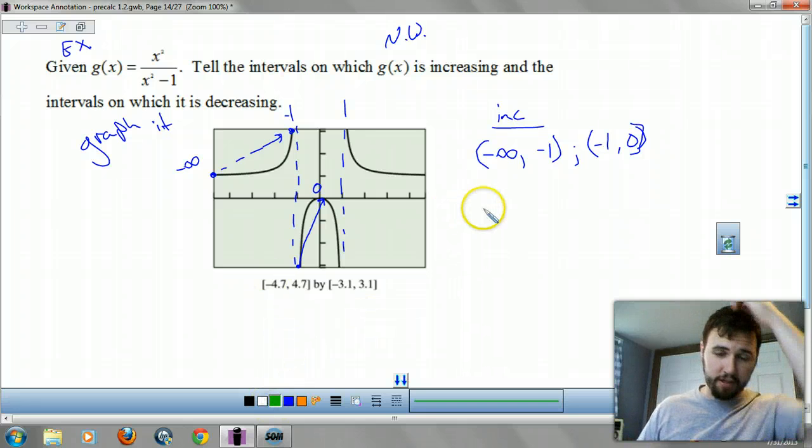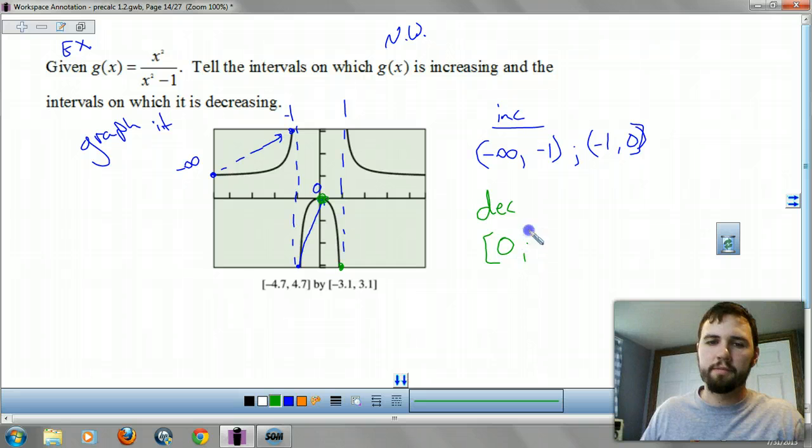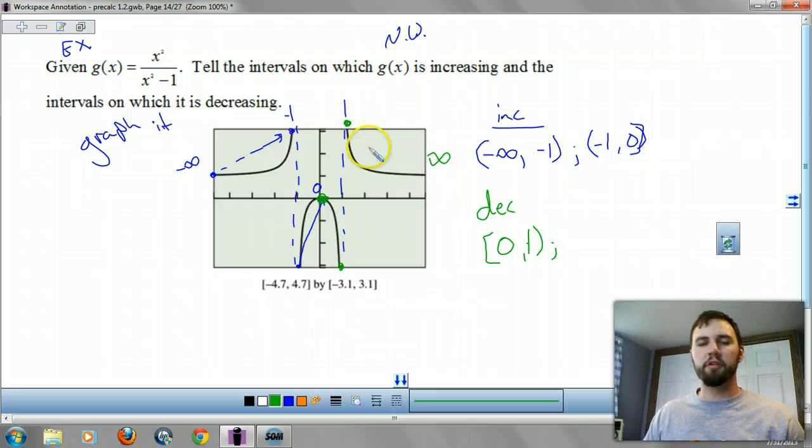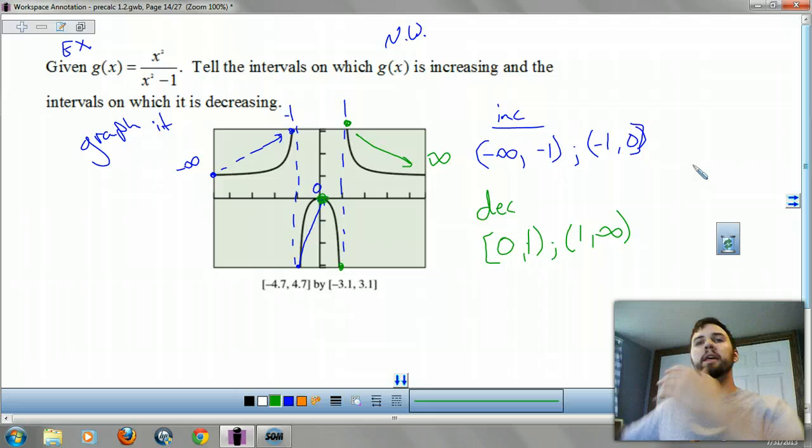Let's take a look at where we're decreasing. That means we're decreasing from 0 to 1, and we can include that 0. And then also from 1 to infinity, all the way over here. It's downward. And we cannot include that 1. So we're increasing from negative infinity to negative 1, and then negative 1 to 0. We're decreasing from 0 to 1, and then 1 to infinity.